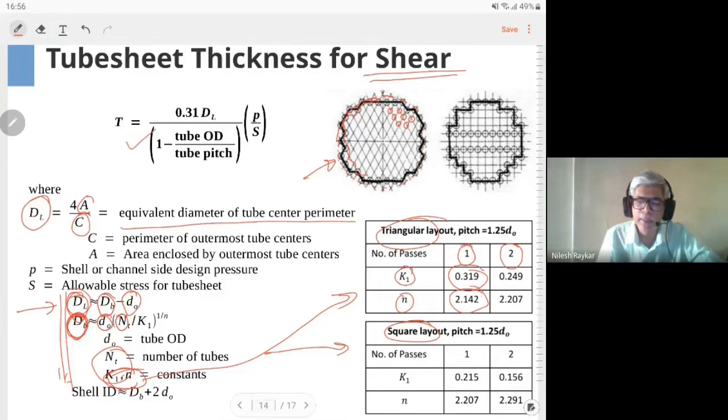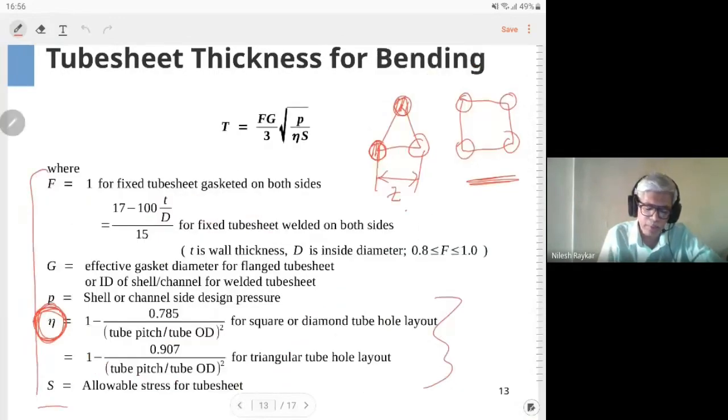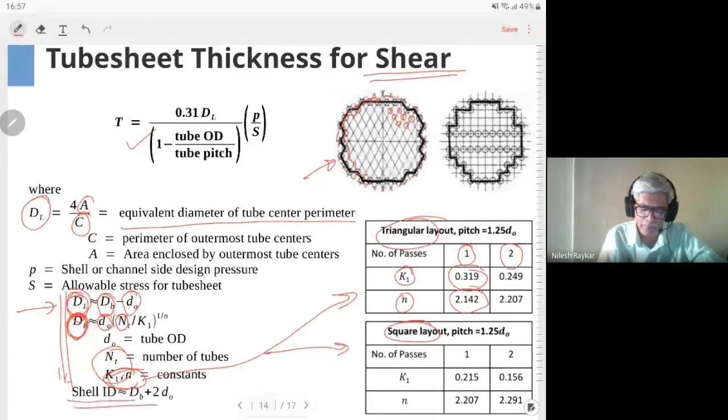Also, in the previous tube sheet bending calculation, you require the value of the shell and channel side diameter. So you require G, which is the ID of the shell or channel. That can also be estimated based on the tube bundle diameter, and the shell ID or channel ID is given by the formula given here. This formula can be used for both shell and channel. Tube bundle diameter plus twice the outside diameter of the tube gives you the shell diameter, which is to be used in the tube sheet thickness calculations.